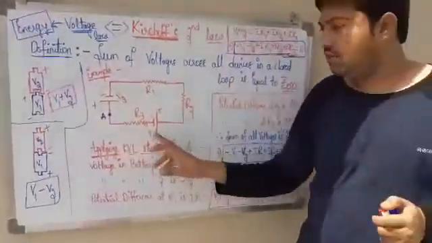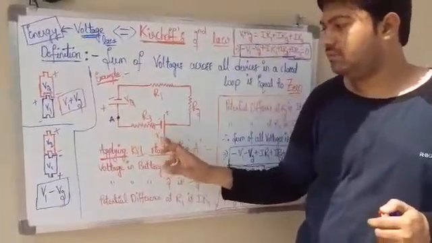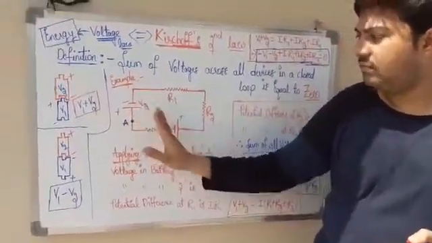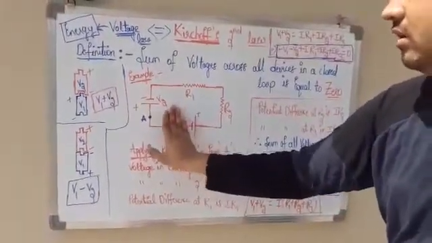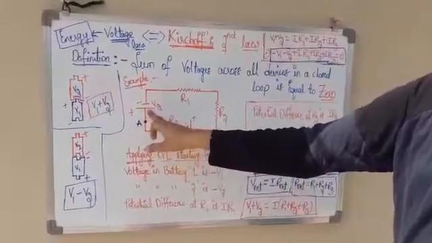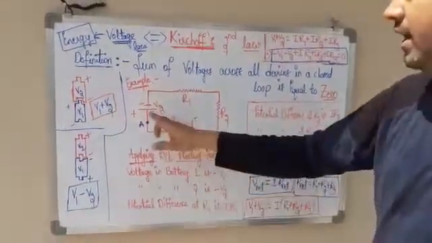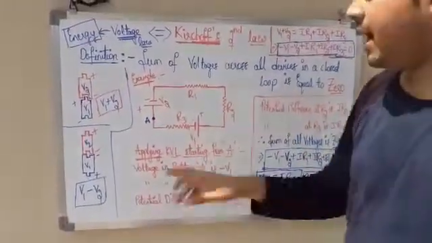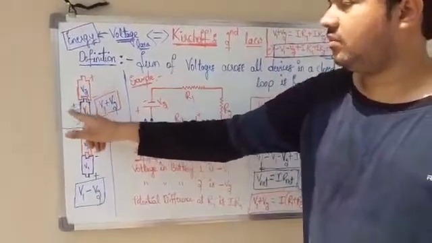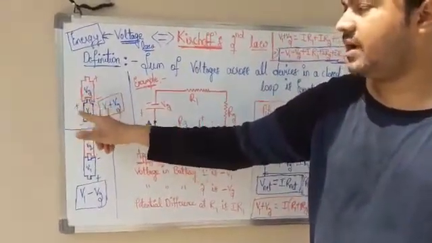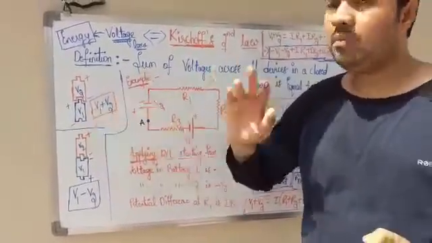So first here we have two batteries. Forget about the resistors. These two batteries are connected from plus to minus. Here this is the plus of a battery and this is the minus of a battery. If we connect plus and minus, then the total voltage will be V1 plus V2.